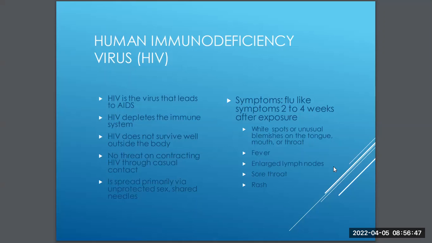Symptoms are flu-like symptoms 2 to 4 weeks after exposure: white spots or unusual blemishes on the tongue, mouth, or throat, fever, enlarged lymph nodes, sore throat, and rash. Lymph nodes are small bean-shaped structures that are part of the body's immune system.